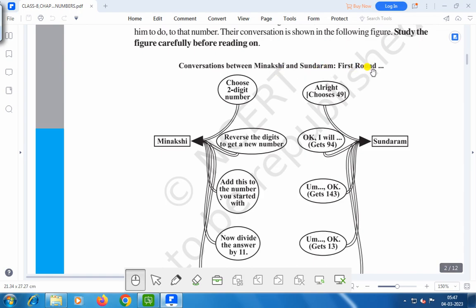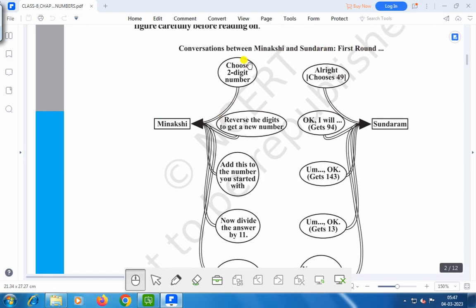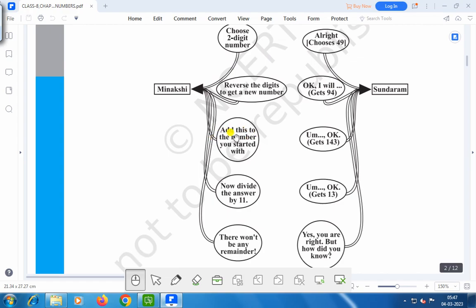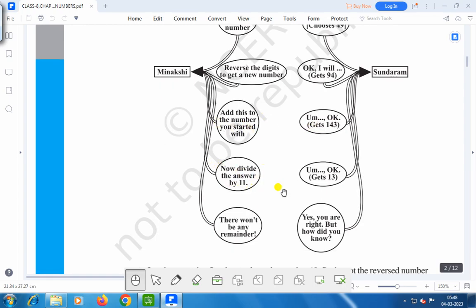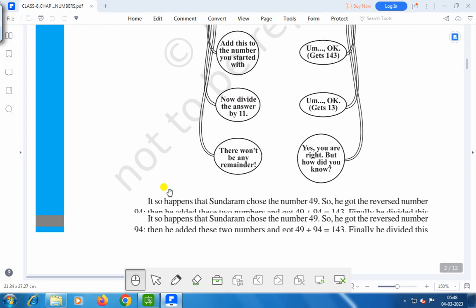Conversation between Meenakshi and Sundaram, first round. Meenakshi: Choose a two-digit number. Sundaram: Alright, I chose 39. Meenakshi: Reverse the digits to get the new number. Sundaram: Okay, I will get 93... 94. Meenakshi: Add this to the number you started with. Sundaram: Yes, it gets 143. Meenakshi: Now divide the answer by 11, you get 13. There won't be any remainder. Sundaram: Yes, you are right. But how did you know?